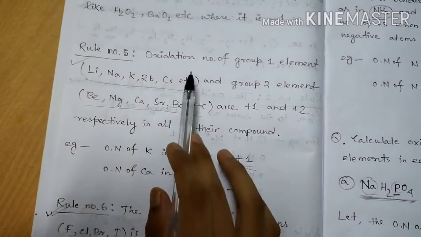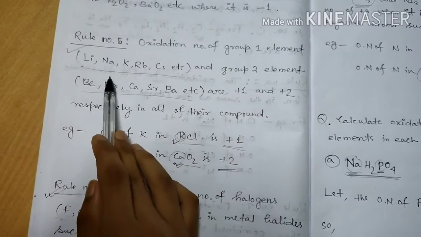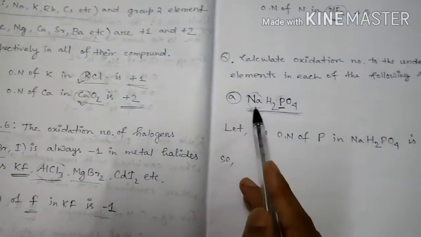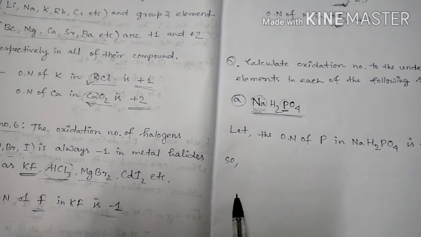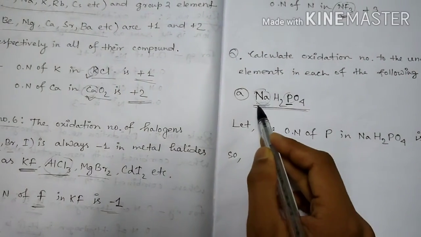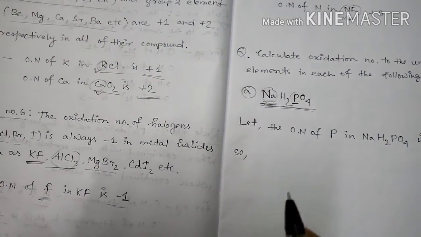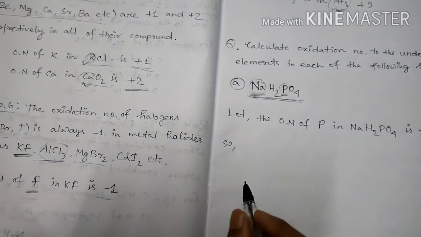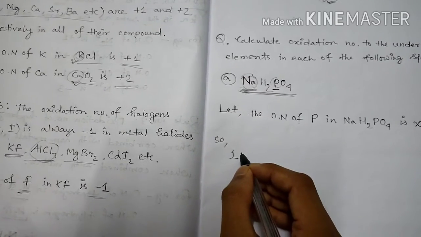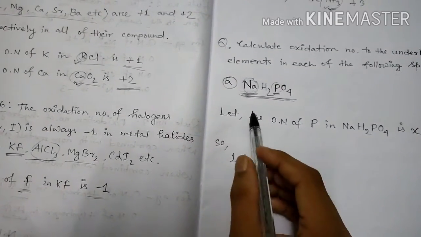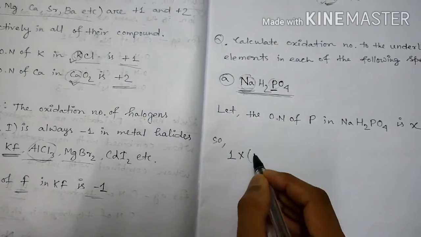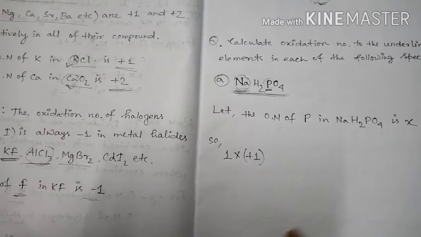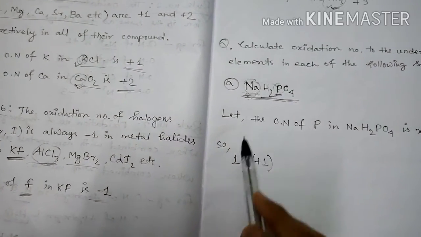You see this one, the oxidation number of group 1 elements, that is lithium, sodium, potassium, rubidium, cesium, etc., is +1. Here the sodium atom is a group 1 element, so the oxidation number of sodium will be +1. The number of sodium atoms in this molecule is 1, so we first write 1 and multiply by the oxidation number of sodium, +1.